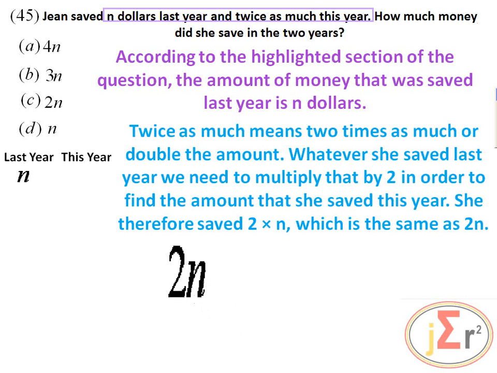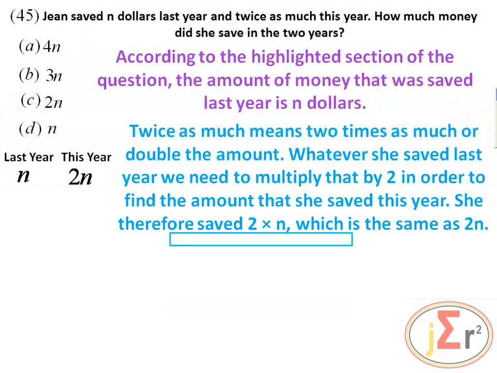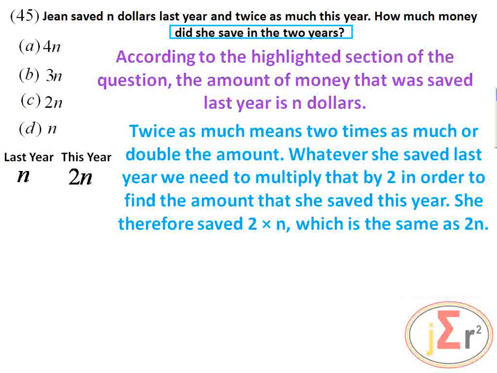She saved N last year, and she saved twice as much as N this year. She therefore saved 2N. How much money did she save in the 2 years?